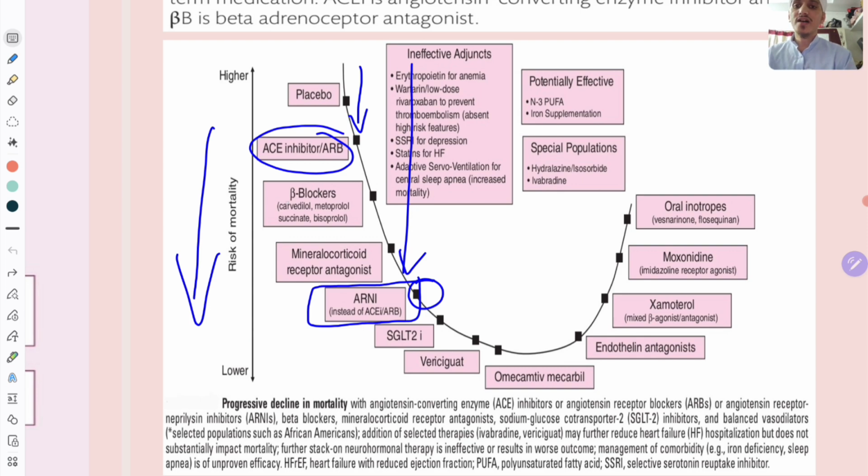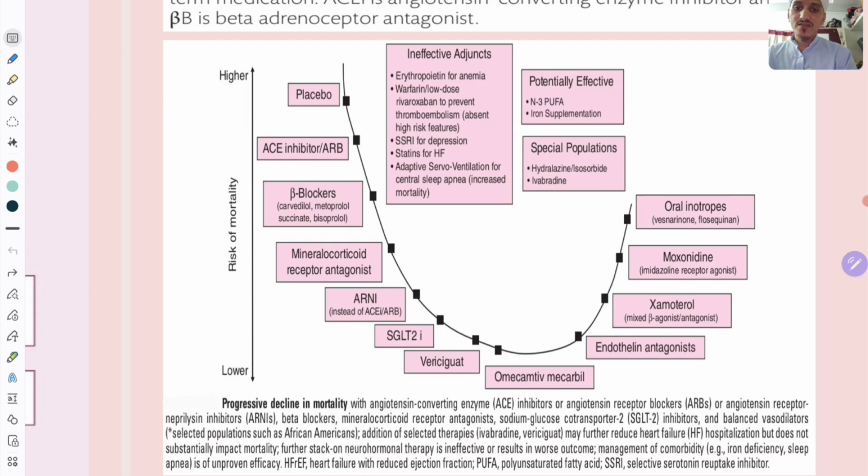Now again, upon those, if you use beta blockers, again there will be some reduction in mortality. MRA will again reduce some mortality. If you use SGLT2 inhibitors, again they will bring the mortality to here. See, when you are adding all the drugs, the mortality comes from here to here. Very soon, again you add, again it comes down up till here. That's why this GDMT is very important. This is from Harrison textbook.